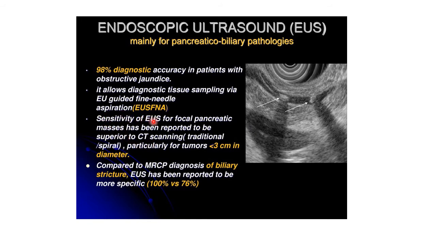Its sensitivity for focal pancreatic masses has been reported to be superior to CT scanning, particularly for tumors less than 3 centimeters in diameter. Compared to MRCP in the diagnosis of biliary stricture, EUS has been reported to be more specific, almost 100% versus 76%. So, in places where EUS is available, this is a very useful investigation which could be done for jaundice patients.